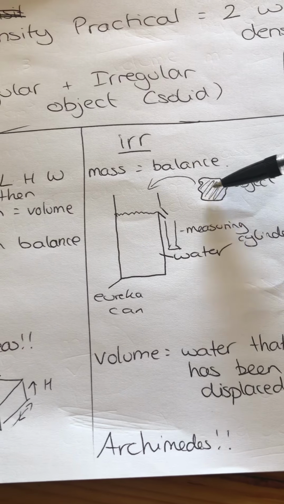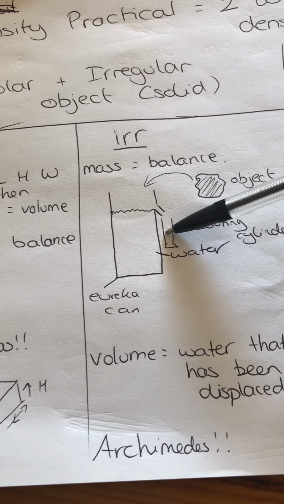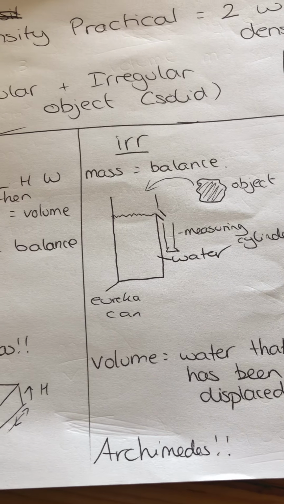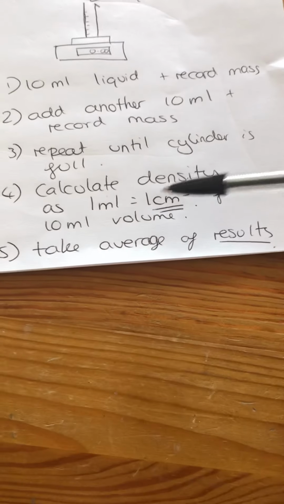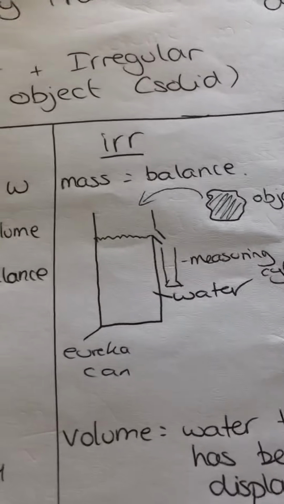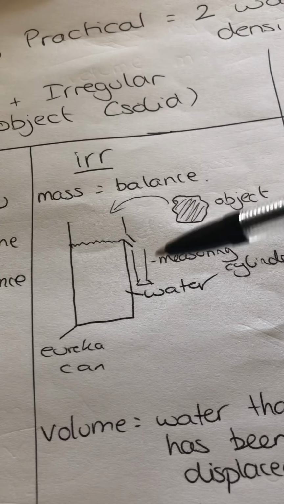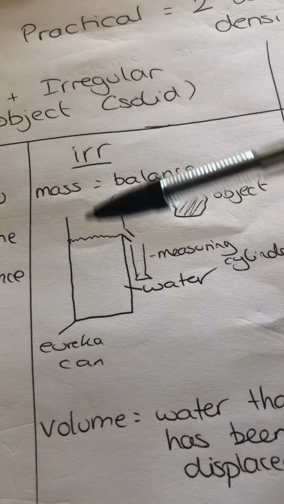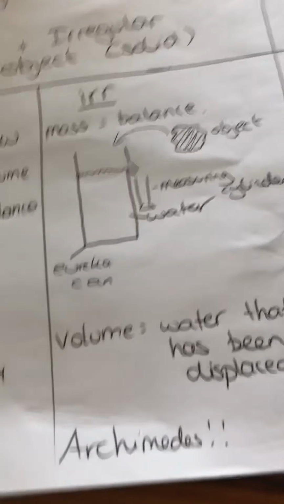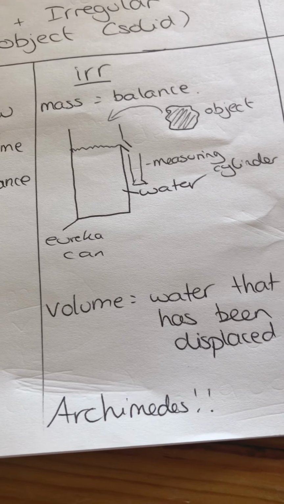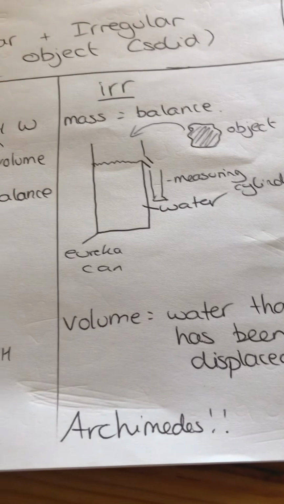So what's happened is that if you add the volume of this object to here, it's going to overflow. And what you're going to get is a volume in your measuring cylinder. And that is the volume of water that's been displaced. Now, remember what we said over here, 1 mil equals 1 centimetre cubed. So if you displaced 10 mil, then the volume of the object is 10 centimetres cubed. So to work out density, it's just mass divided by volume. So it's this here divided by this there. Nice and easy. I've just put Archimedes on there because that's Archimedes' principle, it's called, that a solid object will displace the liquid.